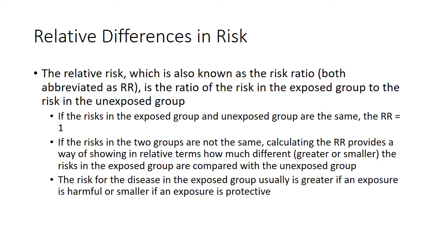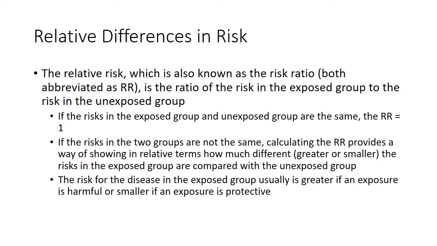Okay, so when you're dividing one by the other, if there was no difference between the exposed group and the unexposed group in the risk of having the disease outcome, the relative risk or the risk ratio would be 1, right? Because the numbers would be the same in both the numerator and the denominator. And so if they're not the same, then when you calculate the risk ratio, it's going to give you a way to determine, in relative terms, from one group to the other, how different the risk is based on whether they're exposed or not exposed. And so we'll look at some examples of that in just a minute to make that more clear.